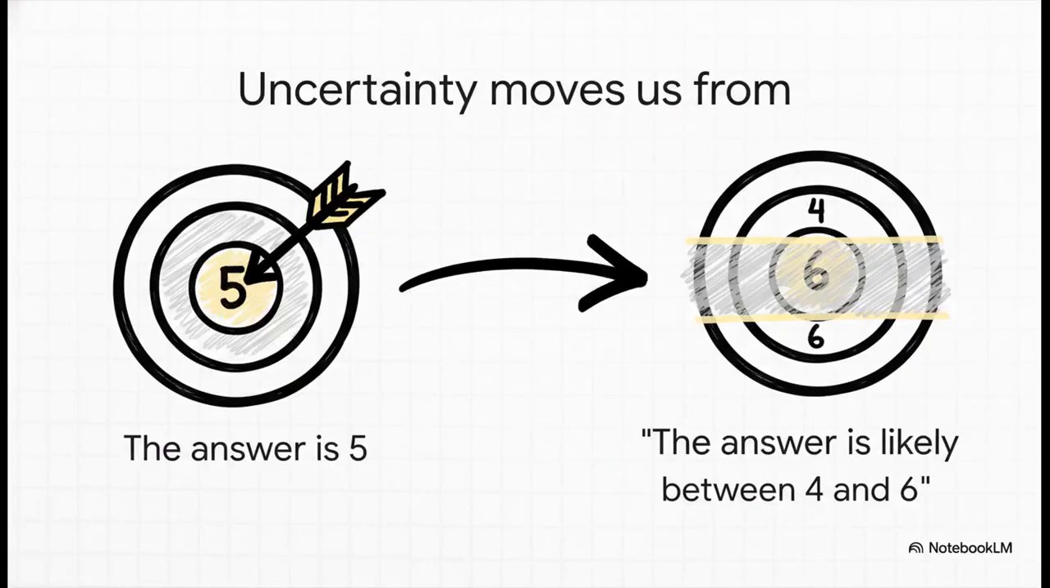And this is the real magic. Instead of making this really definitive and, let's be honest, probably wrong statement like, the answer is exactly 5, bootstrapping allows us to say something way more powerful and way more honest. Based on our data, the true answer is very likely somewhere between 4 and 6. That range isn't a sign of weakness, it's a sign of real statistical rigor.